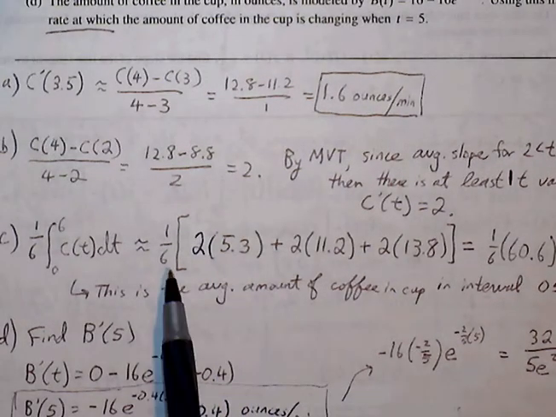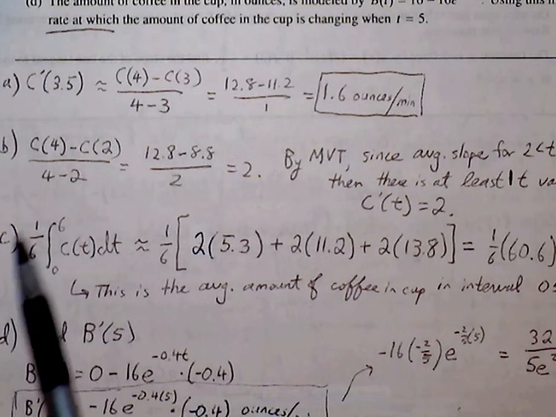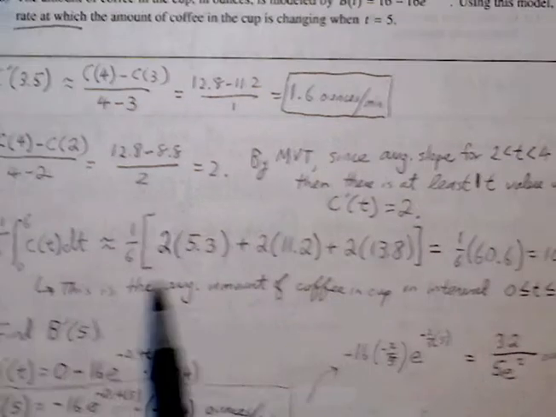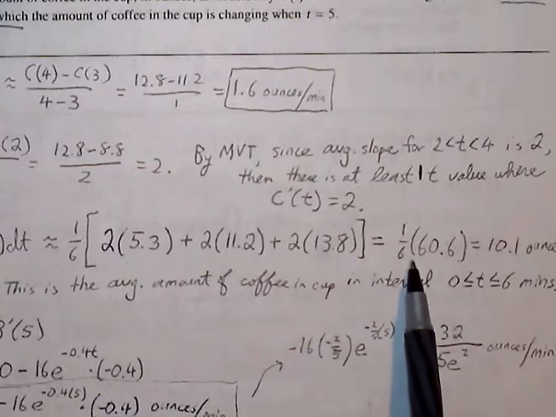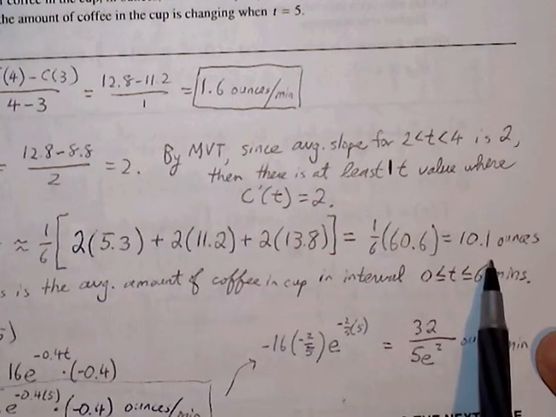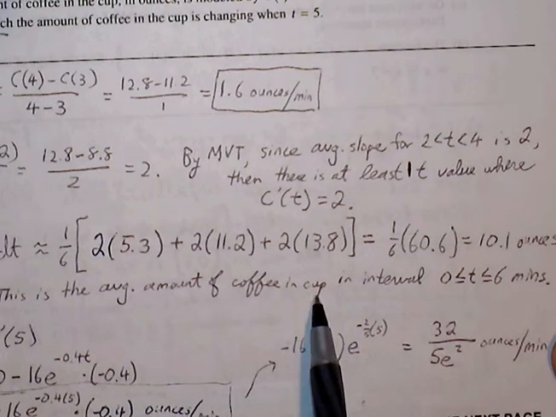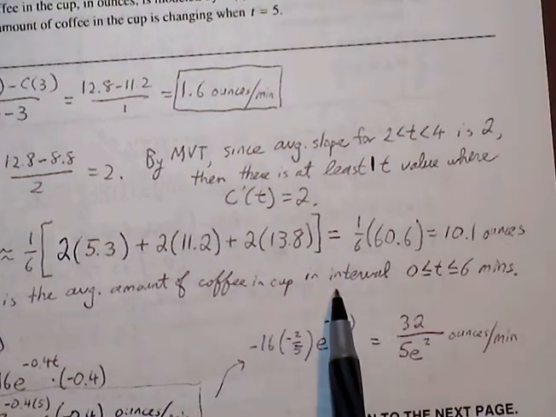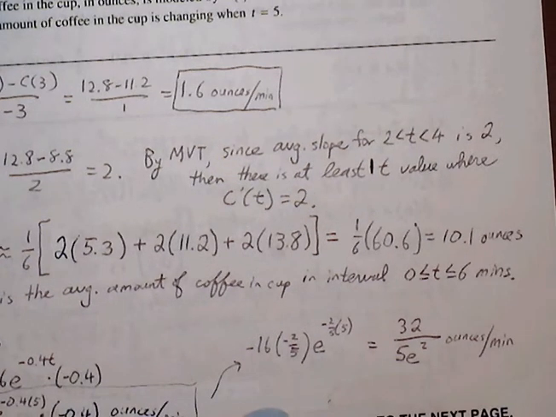But notice that there's a 1/6 here. So this is indicating that this is an average value. So we total up the total amount of coffee liquid that accumulates, divided by 6, so we get 10.1 ounces. So what that means is that this is the average amount of coffee in the cup between 0 and 6 minutes. Okay, part D.